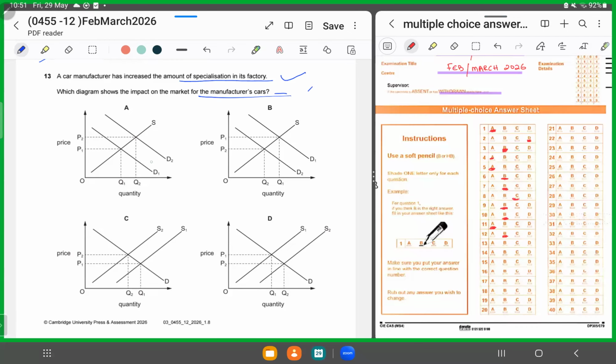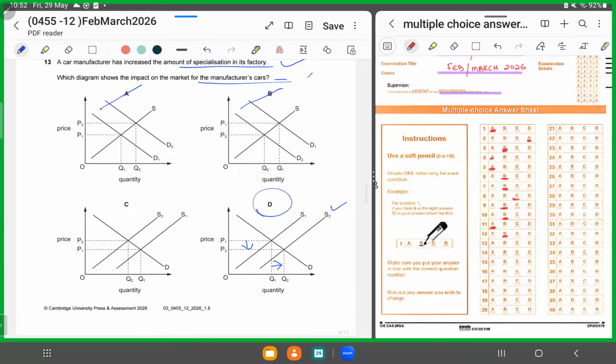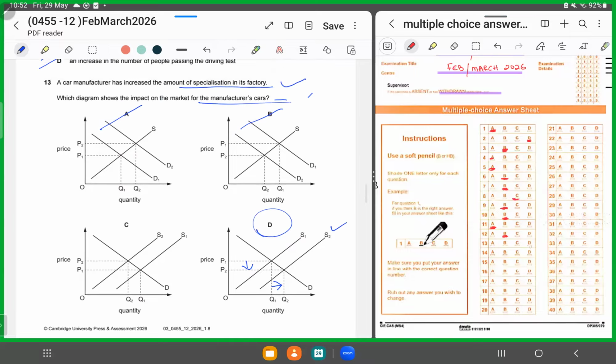Notice A and B are all causing changes in the demand. So we'll chop A, we'll chop B. C and D are bringing in changes in the supply curve. So now the supply curve has shifted outwards from S1 to S2. So when specialization occurs, the price has to fall and the quantity supplied has to increase. So it's D for MCQ number 13. I hope this is clear.